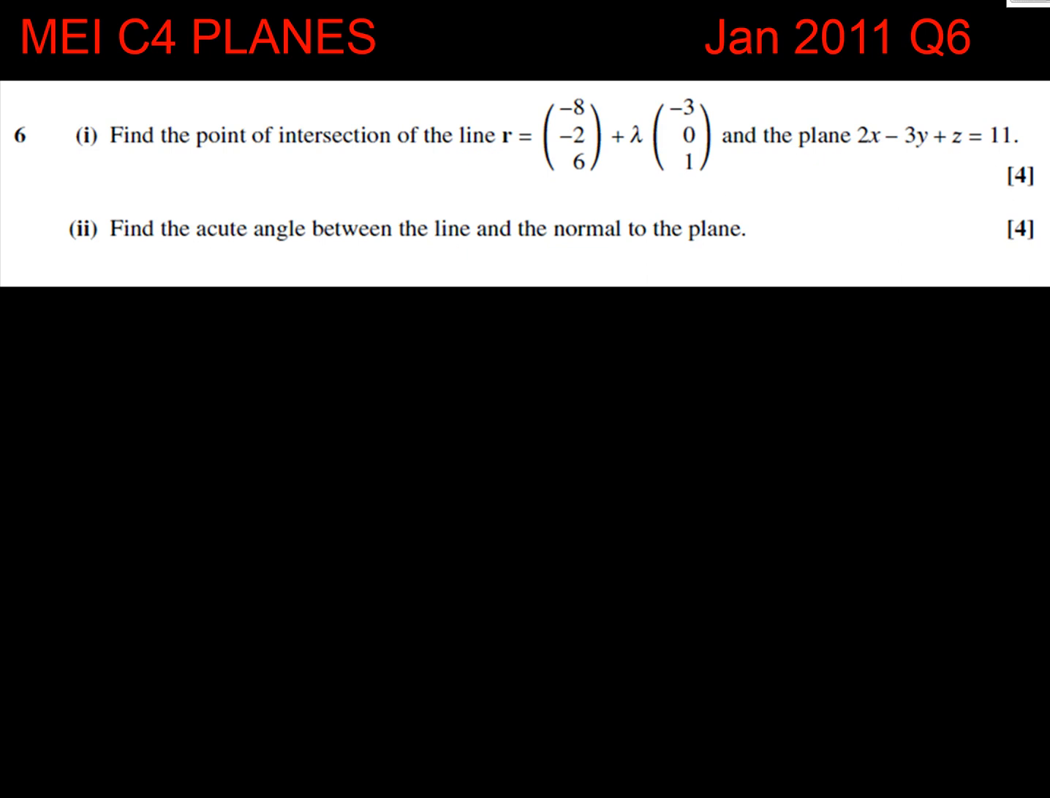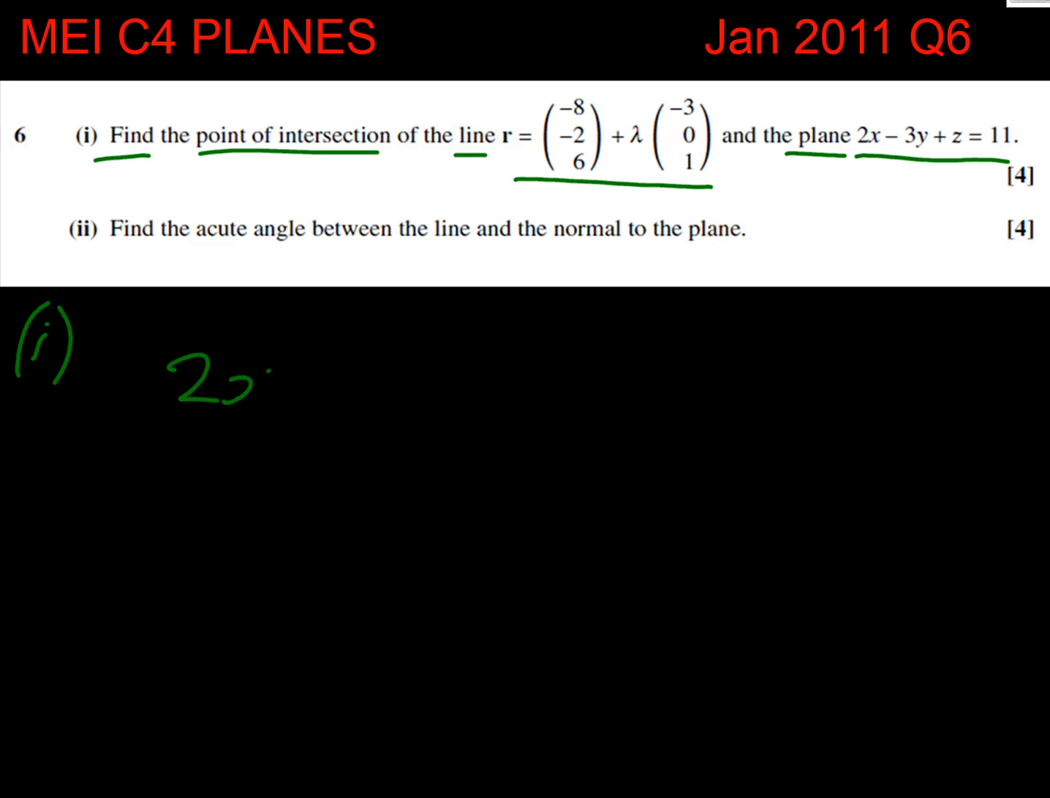Okay, so in this question, they've asked us to find the point of intersection with the line. Here's our line equation, and here's our plane equation. So what do we do with this? Well, the point of intersection, the point R, must satisfy both equations. So what we're going to do is substitute our line equation into our plane equation.